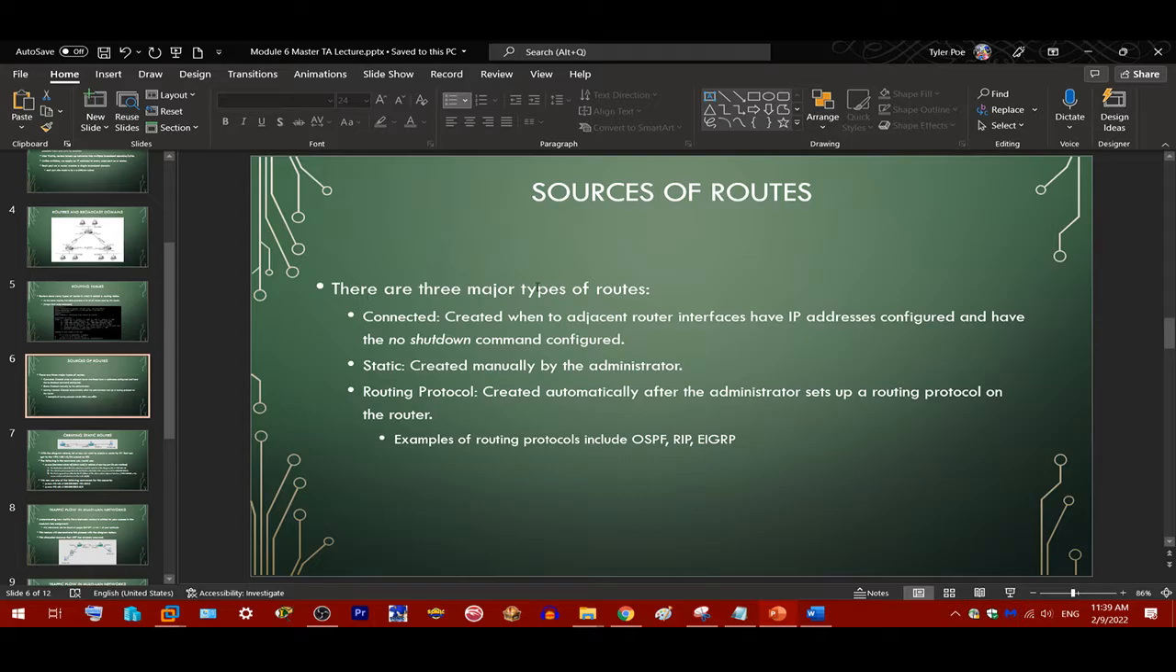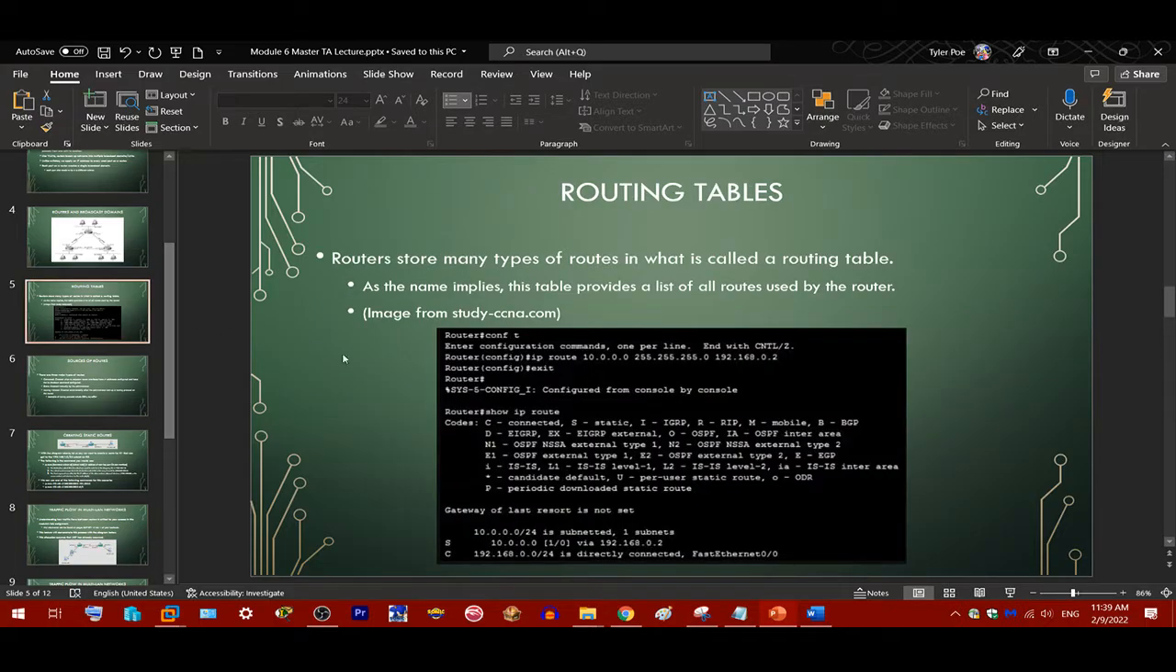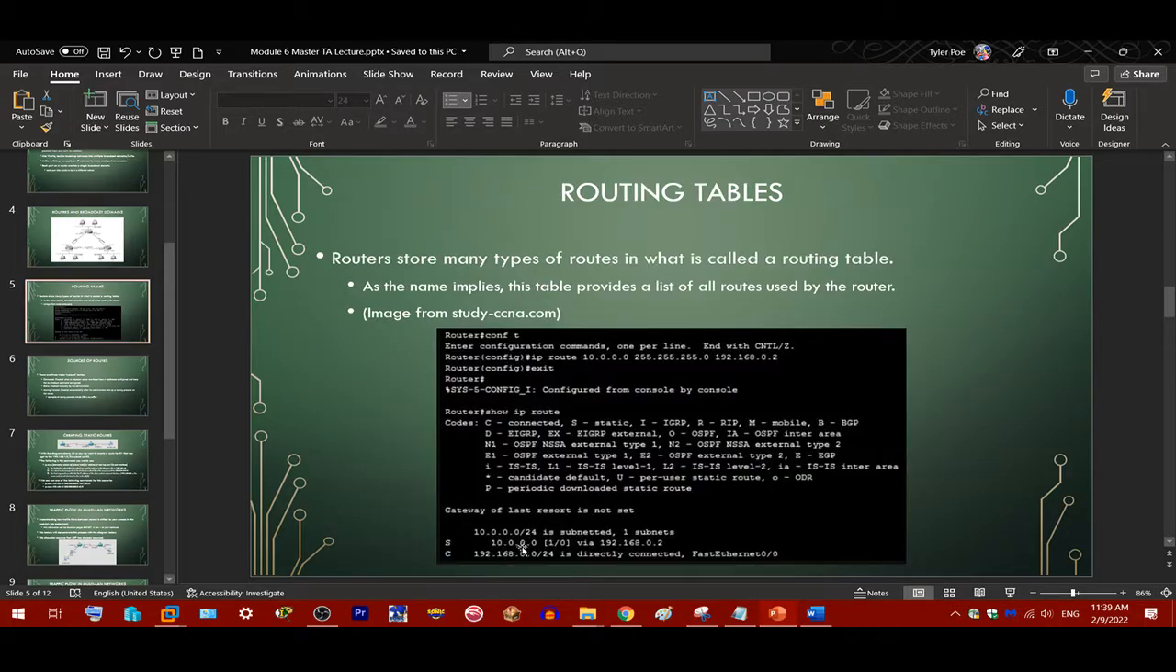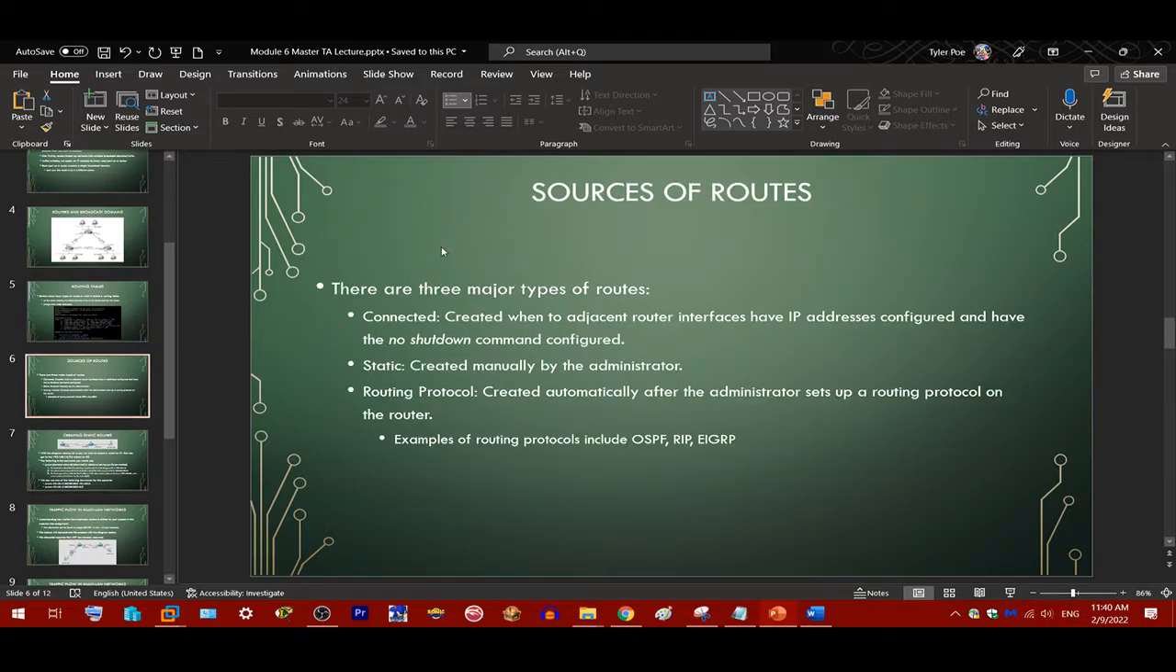So, sources of routes. There are three major types of routes that a routing table can record. For example, there's connected routes. If you look back here, connected routes are represented by the C code. Connected routes are created when two adjacent router interfaces have IP addresses configured on them and have the no shutdown command configured. So basically, these two IP addresses will be in the same subnet, and these two interfaces need to be active. These two steps are what is needed to create connected routes. So basically, they're really simple. Right here, as you can see, it's just a subnet listed, and it says directly connected, and then the interface that's a part of the connection.